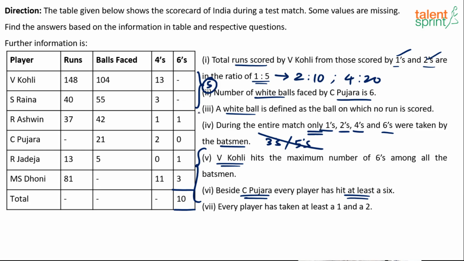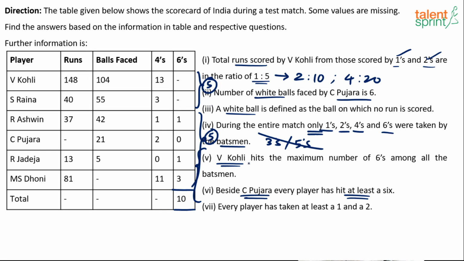These guys have scored 5 sixes. The remaining 4 batsmen have scored 5 sixes. Right? The total of sixes scored by Kohli and Raina should be 5. Now we also know that besides Pujara, every player has hit at least a 6. Meaning Raina should have hit at least 1 six. Minimum 1. It cannot take 0. Minimum 1 or 2 or 3 or 4 or 5.